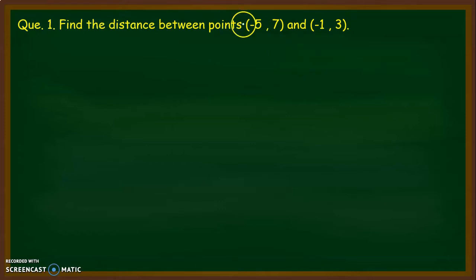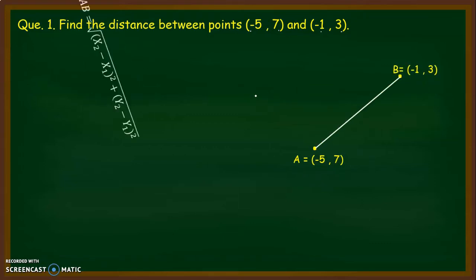Find the distance between point -5, 7 and -1, 3. So here two points are given. First point -5, 7 and second point -1, 3. And if you want to find out the distance between those two points, here we can use the distance formula.